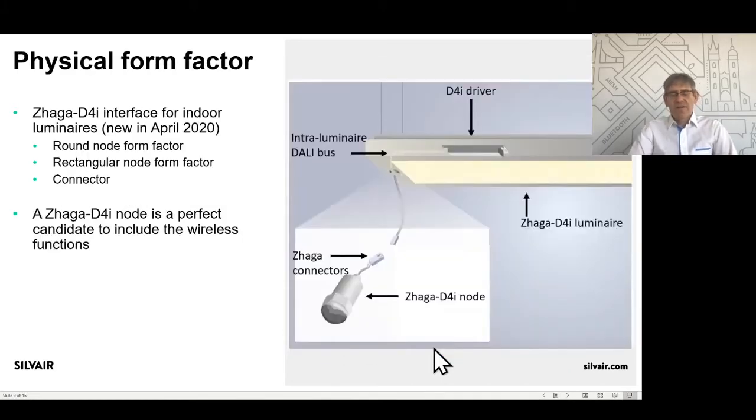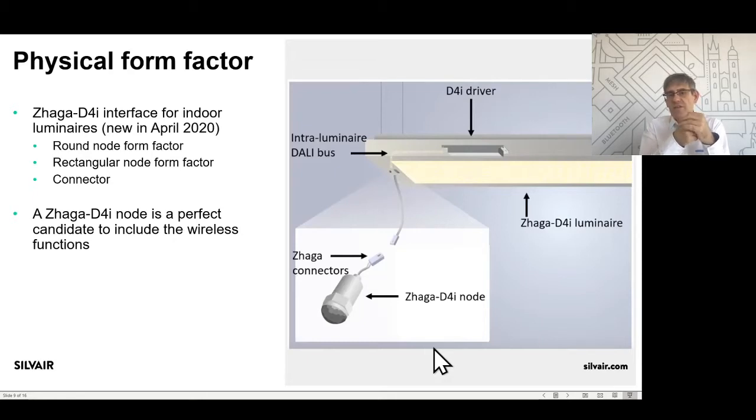The last part, which is needed for full plug and play for lighting systems, is the physical form factor. And here is where exactly this year Zaga comes in with their new Book 20 specification for indoor luminaires. So Zaga defines, based on D4i, the physical form factors for a round or rectangular node, form factor, and the connector.